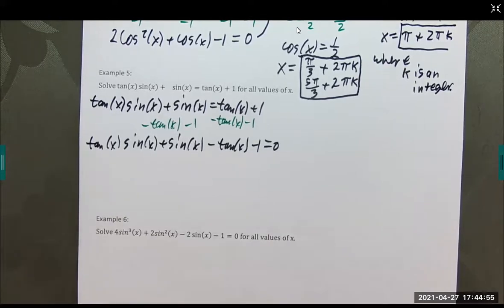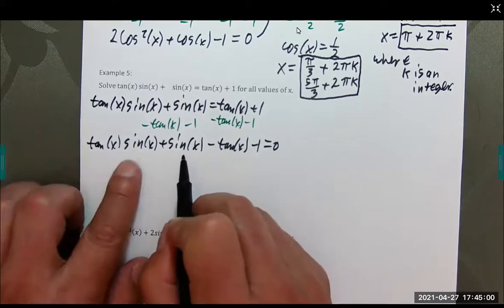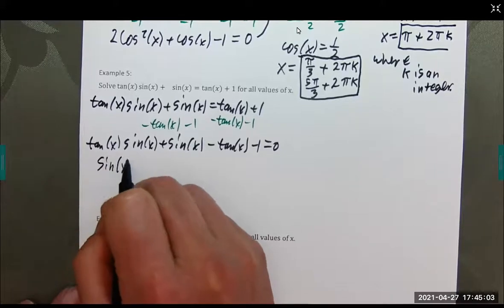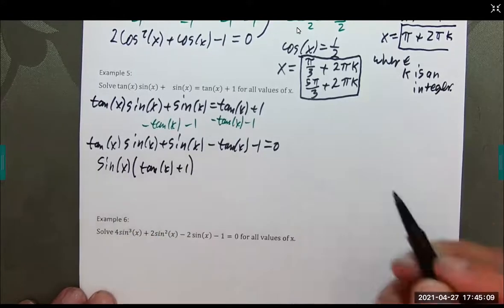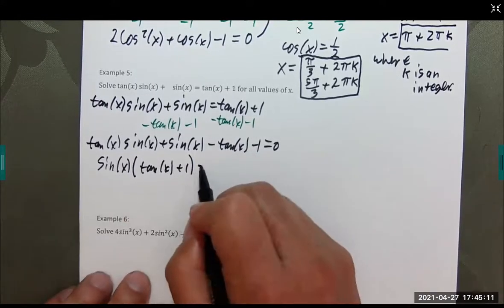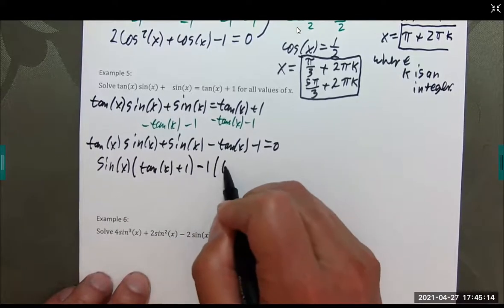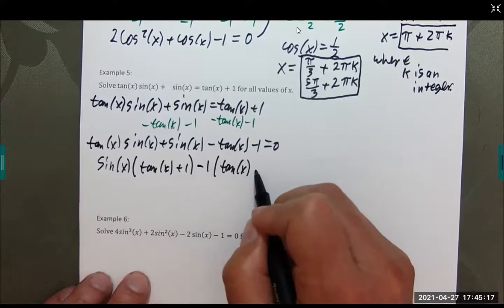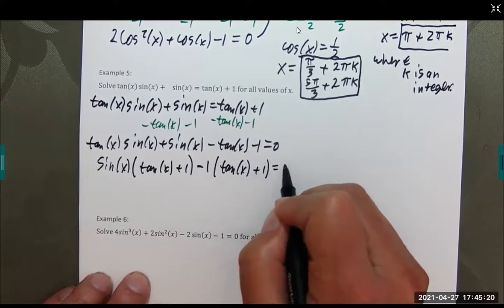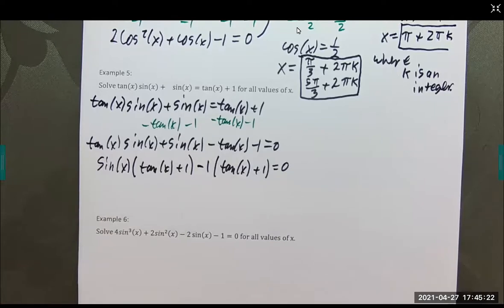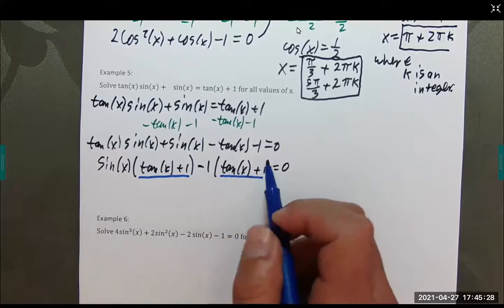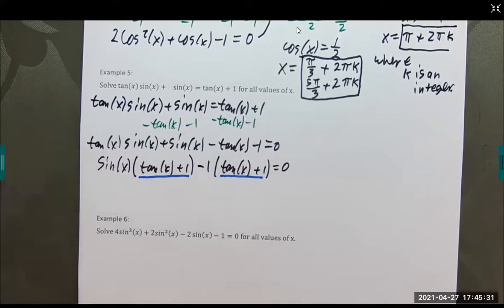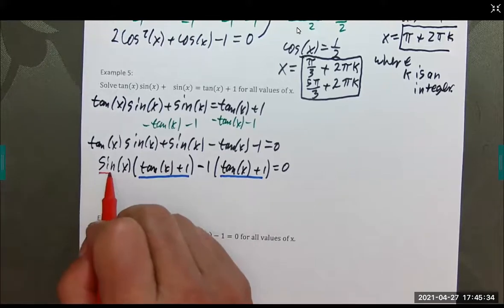And if you remember from algebra, we now have to do what's called factoring by grouping. I'm going to take the first two and notice that there's a sine of x. And I'm left with tangent of x plus 1. And here I'm going to notice I can factor out a -1. And I'm left with tangent x plus 1. And now I'm going to notice that I can factor a common factor of tangent x plus 1 from both. I will be left with sine x minus 1.